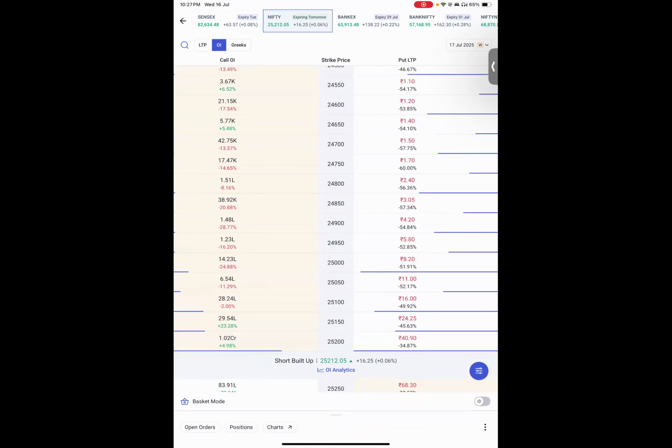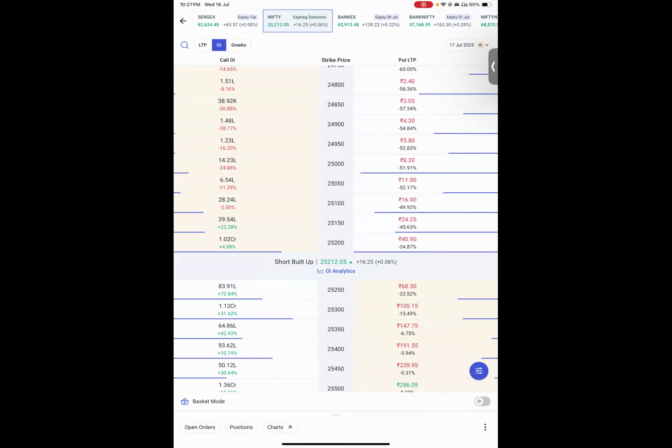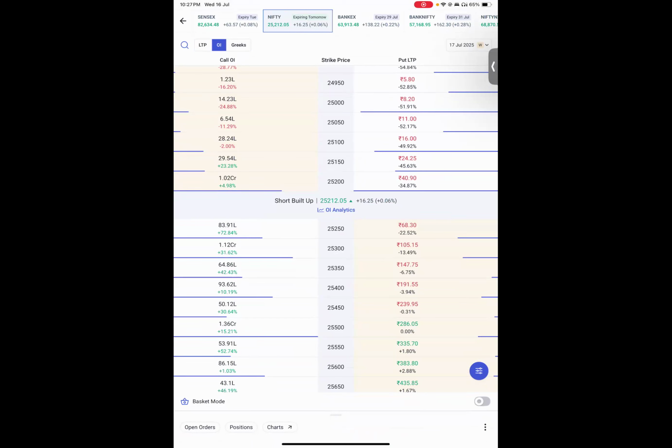Can you please tell me what the price divisions are here for the Nifty chart? They are in steps of 50. Look properly here: 24,800, 24,850, 24,900, 24,950, 25,000. Currently Nifty is at 25,212. What are the two nearest strike prices I have? I have 25,250 or 25,200.